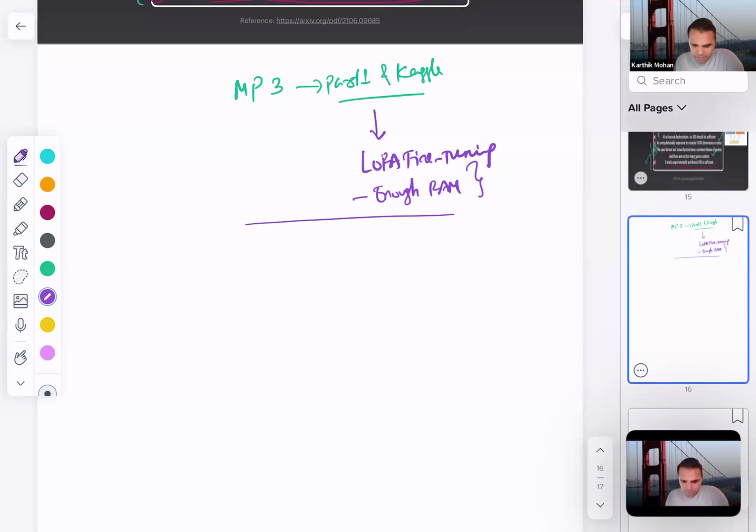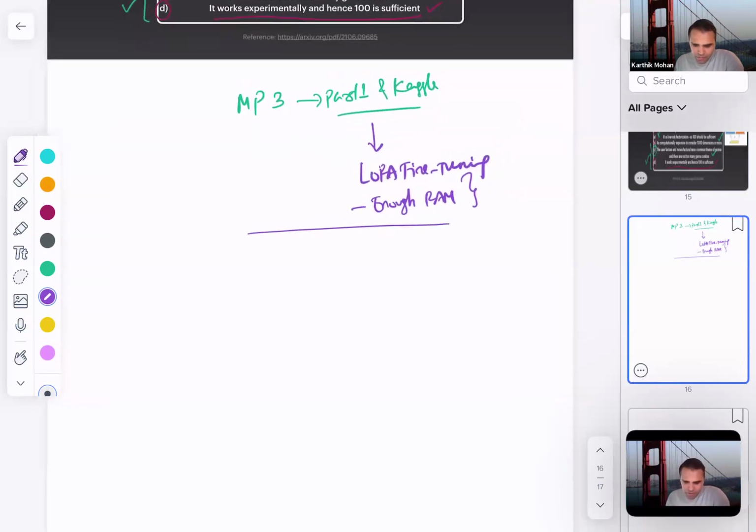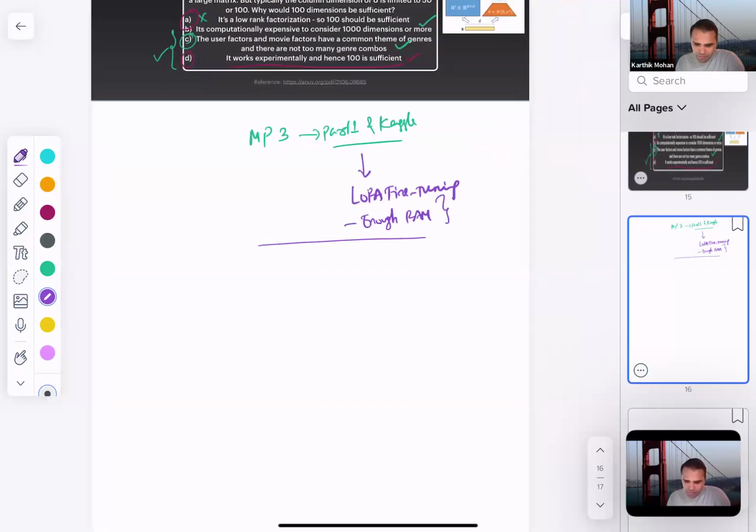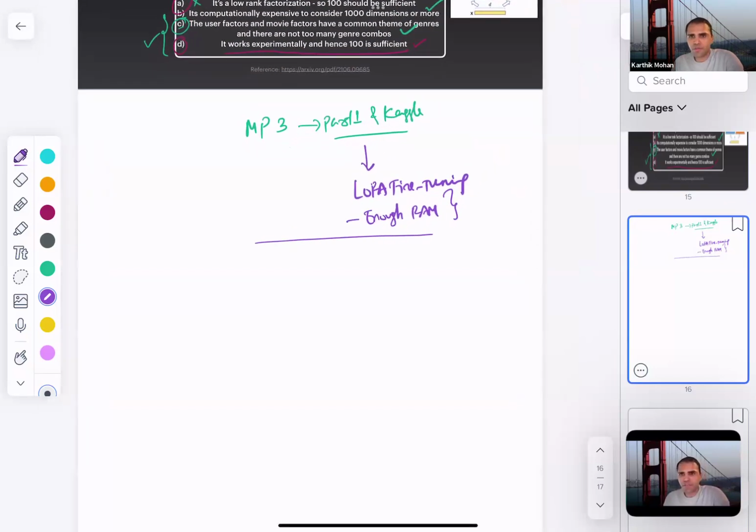Okay, so we'll switch gears to a different topic. Just want to see if there are any other questions on LoRA fine-tuning before we do that. Okay, all good.